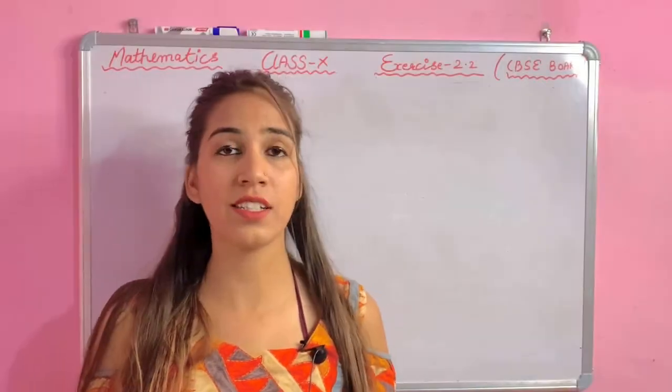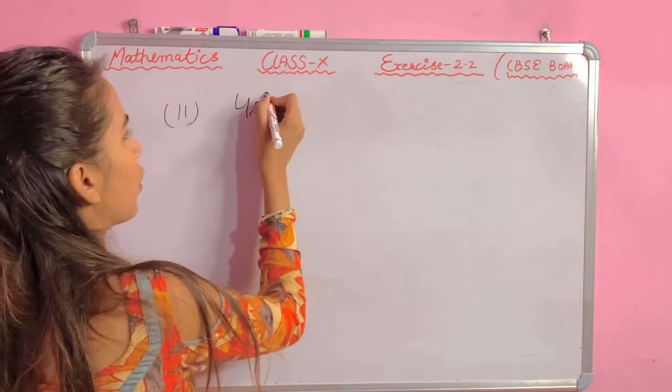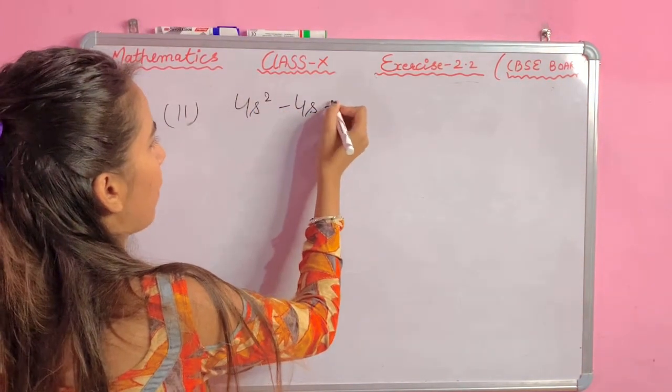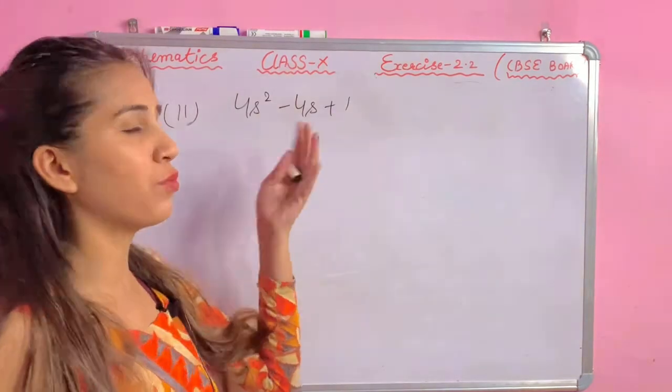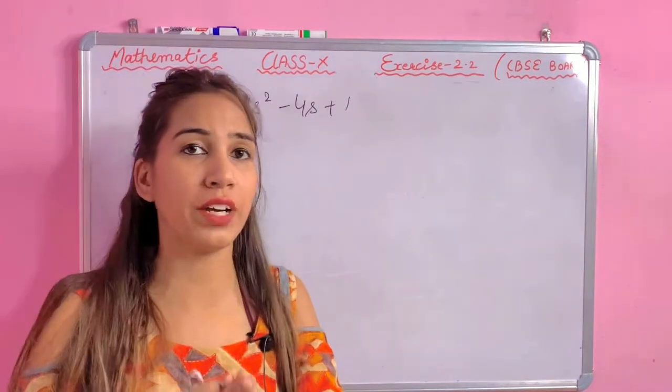So students, the second part is 4s square minus 4s plus 1. Like the first question, in this question also, firstly we have to find the zeros.